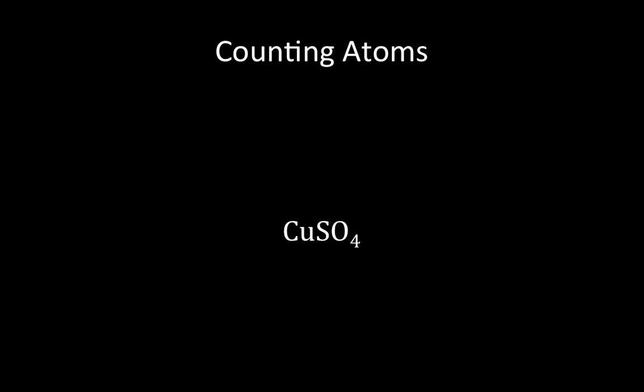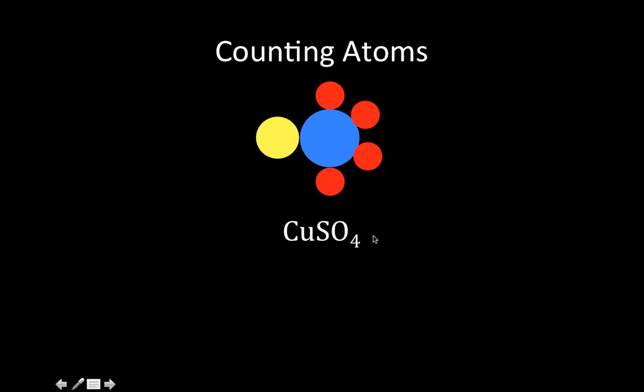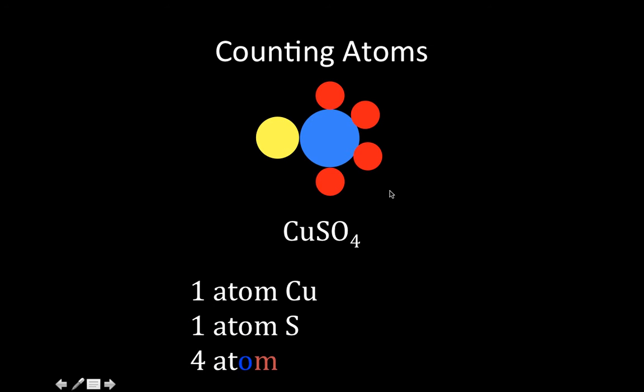CuSO4, well, the capital letters tell us there's 3 elements, and it would look something like this, maybe a squash turtle. And so here's our Cu, here's our S, and there are the 4 oxygens. So you have to be able to quickly look at that and say 1 of those, 1 of those, 4 of those, just like it says right here.